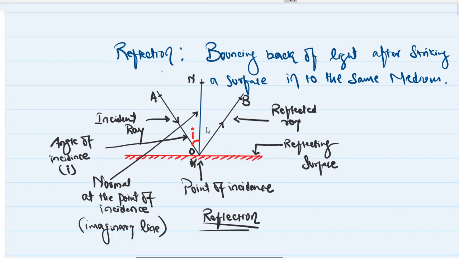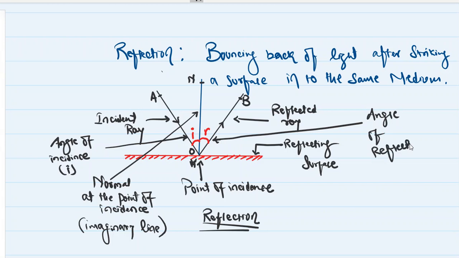Similarly, there is one more angle formed between the normal and the reflected ray. That is the angle of reflection. So what is R? R is, let me write it here, R is the angle of reflection. Angle of reflection. Okay.